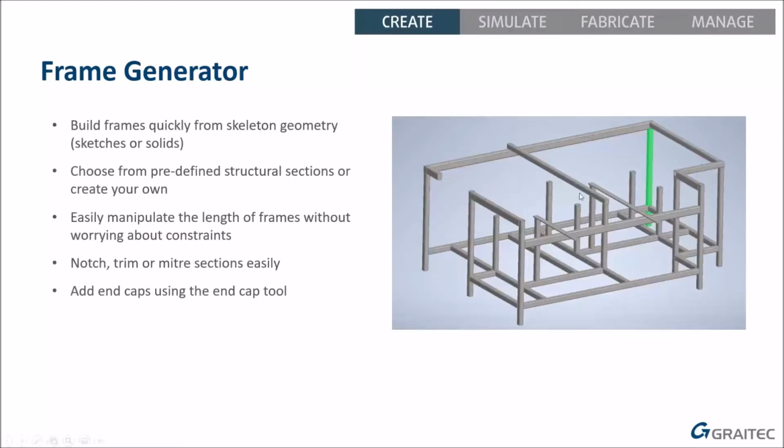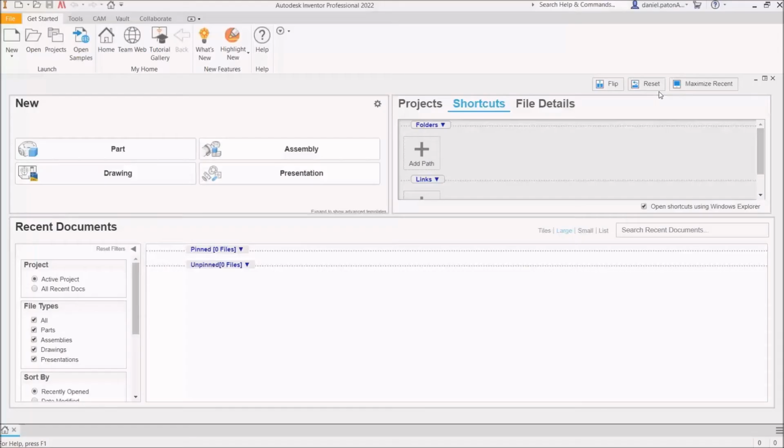Okay, so let's jump straight into it. With Inventor 2022 open, the process of using the frame generator requires us, as I said, to have a sketch or a part to use. So let's go and create just a basic sketch to create a basic frame. So we can start off with a new part.